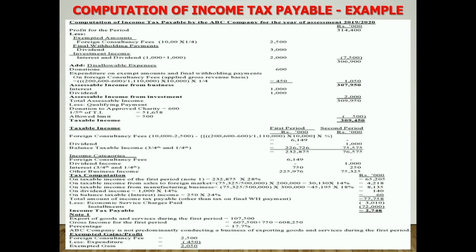There we have the donation to an approved charity. It can be deducted subject to the restrictions provided in the 5th schedule of the Act. The deduction will be limited to rupees 500,000 or 1/5 of the taxable income, whichever is less. In this case, the lesser amount is 500,000. So I have deducted the same, and the taxable income is rupees 309,450,000.